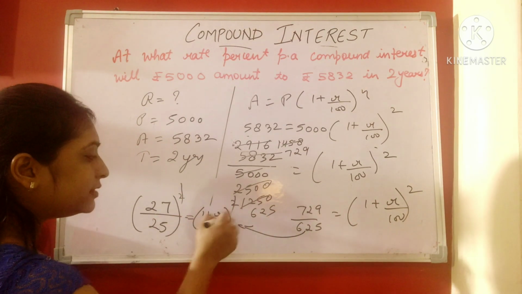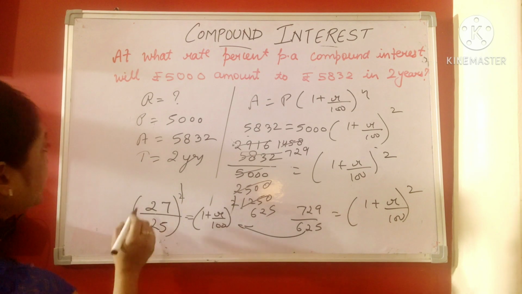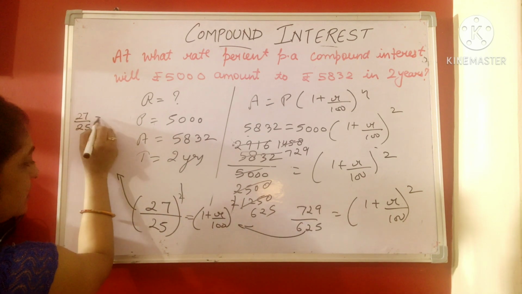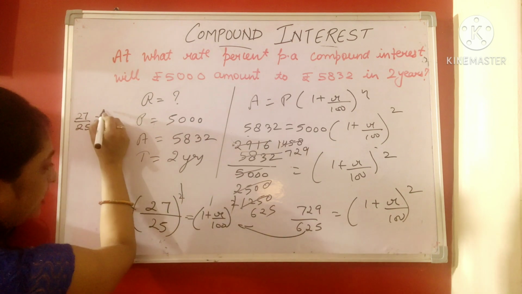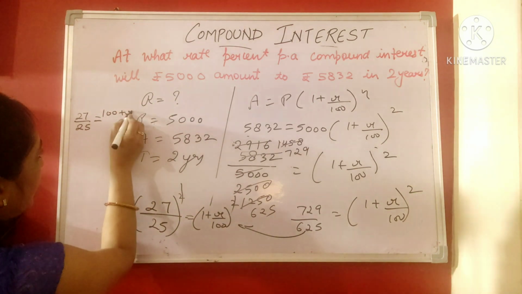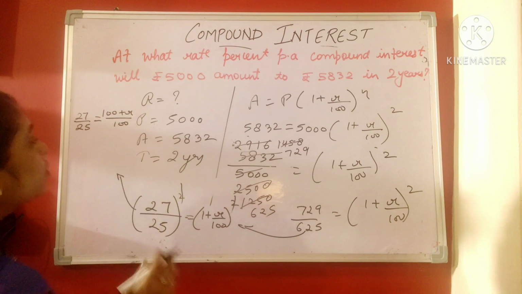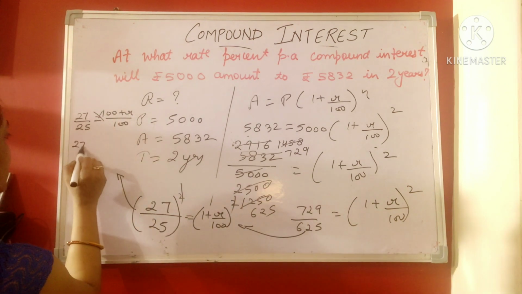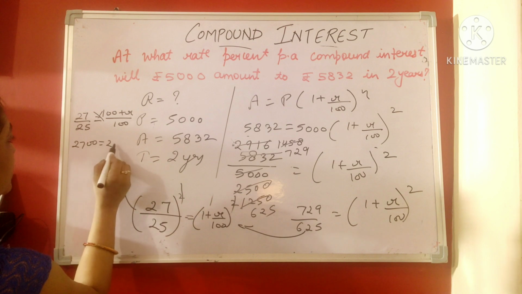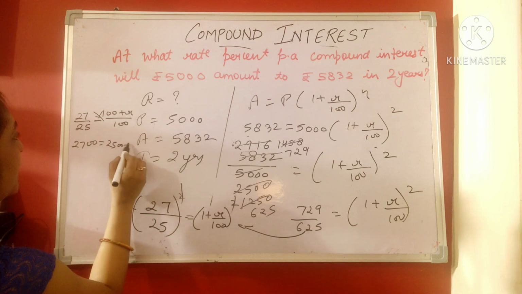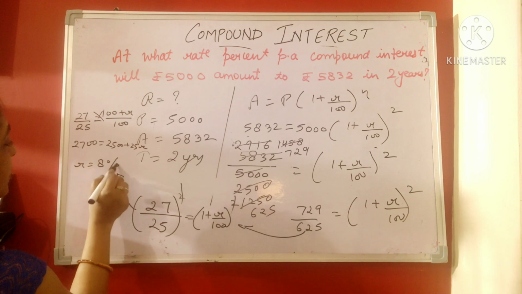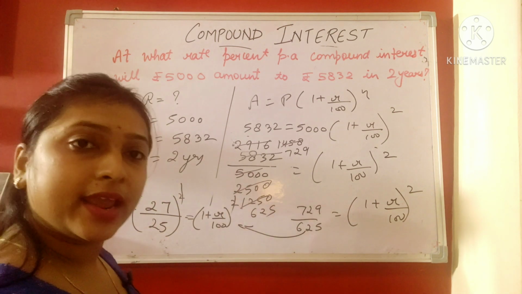From here this and this got cancelled, right? Now when we solve it further, 27 by 25 is equal to, take the LCM over here. So 100 plus R by 100. Only we need to find out the value of R by cross multiplication. 2700 is equal to 2500 plus 25R. On further solving we will get 8%. Rate will be 8%.